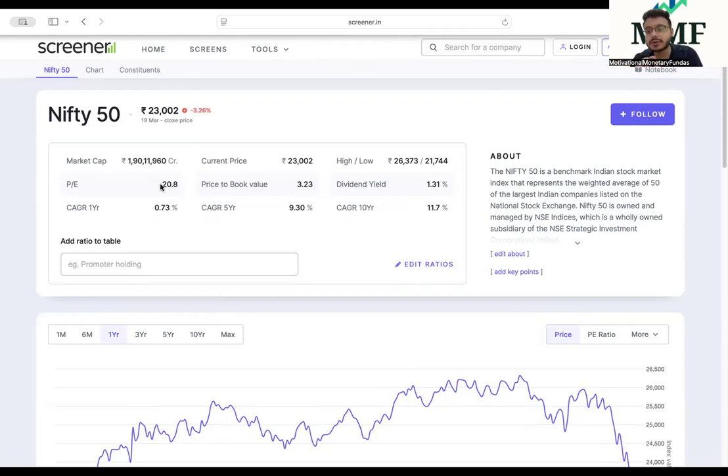At that point of time, the Nifty 50 PE was 25. So let's do 1 by 25. It is 0.04, 4%. Correct? So here we can see the earning yield is rising. At 4%, we peaked out. At a 4% earnings yield, we peaked out.